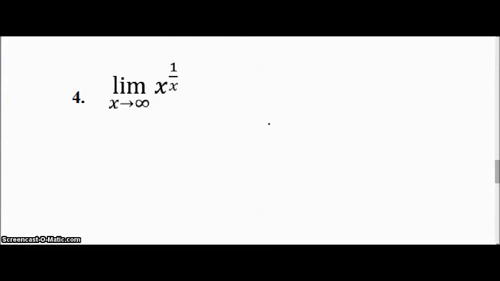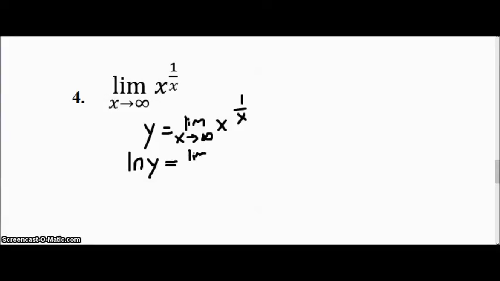We have the limit of x approaching infinity of x to the 1 over x. Now, to bring down that exponent, we would need to somehow use natural logs. Temporarily setting y equal to the limit of x approaching infinity of x to the 1 over x, we can take the natural log of both sides, getting natural log of y is equal to the limit of x approaching infinity of the natural log of x to the 1 over x.